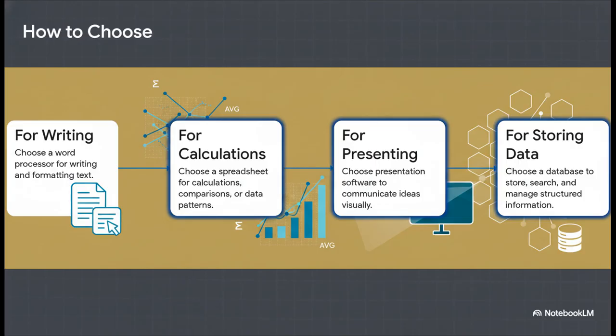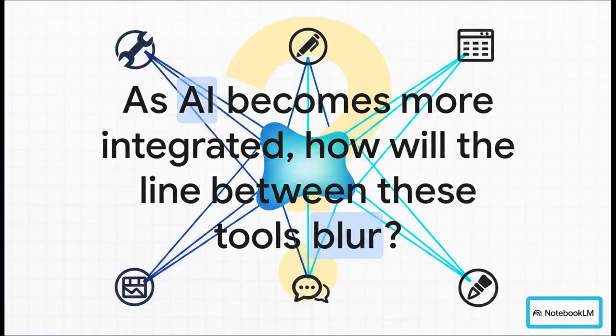It's actually pretty simple. When your main job is writing and formatting text, you grab a word processor. When you need to do calculations or find patterns in your data, you open up a spreadsheet. When you need to present your ideas to an audience, you use presentation software. And when you've got to store and search through large amounts of structured data, a database is absolutely the right tool for the job.